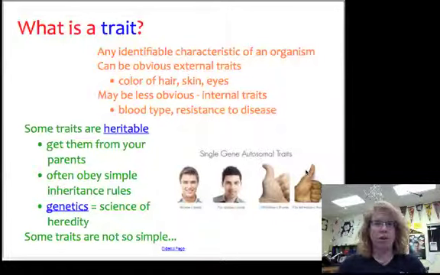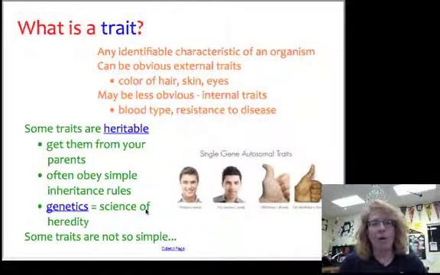So your blood type, whether you're type A positive or O negative or something in between, or even your ability to be resistant to certain types of disease, whether or not you had chickenpox as a kid or a vaccination for it and can no longer get that disorder. Those are traits as well. You just can't see them on the outside. Some of our traits are heritable. Heritable means you get them from your parents. Some traits are acquired. That would be the opposite.